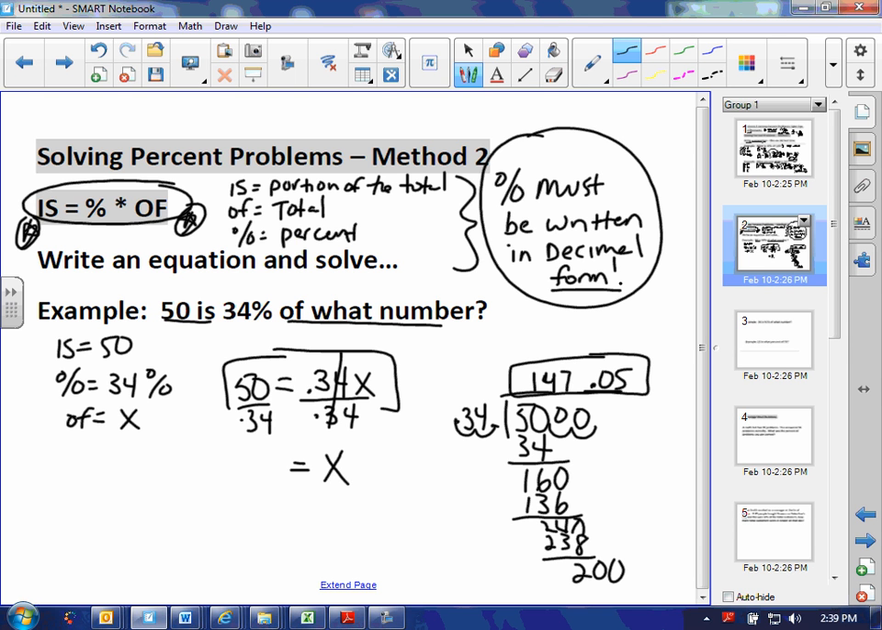I'm going to round to the nearest 100. So we would find that x is equal to 147.05. So when you think about it, 50 is 34% of what number? It's about 147.05. Again, kind of a messy problem with decimals, but we also need to know our decimal operations.